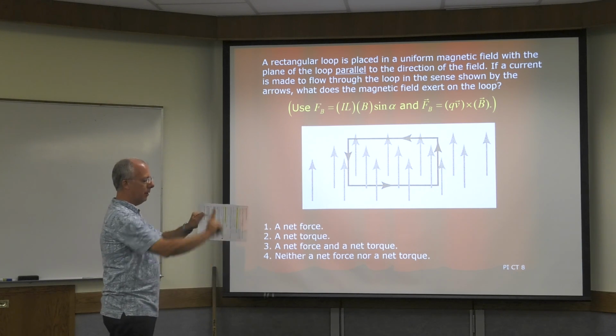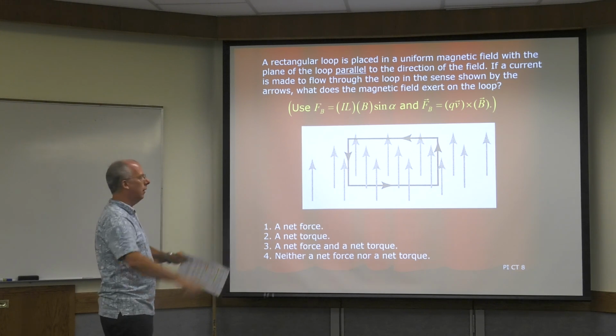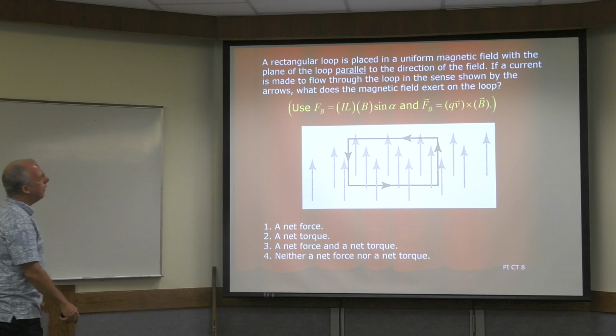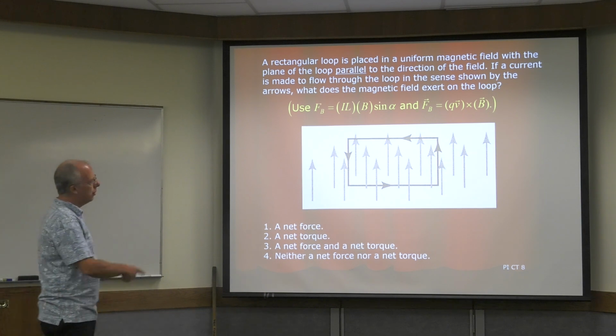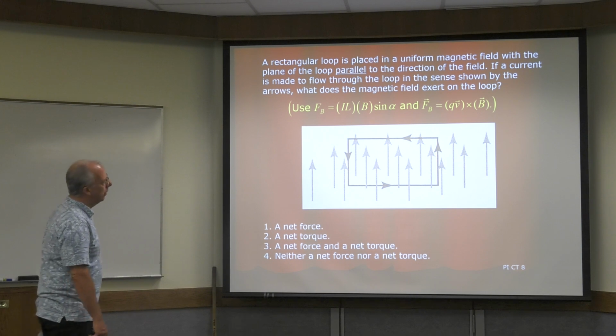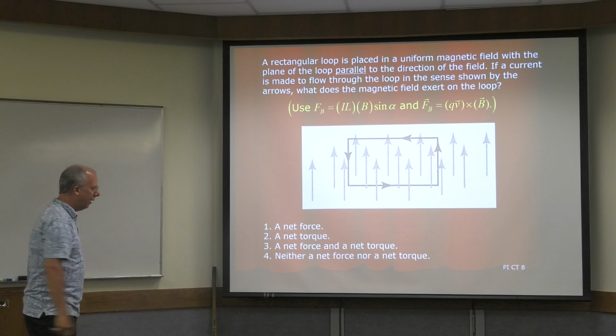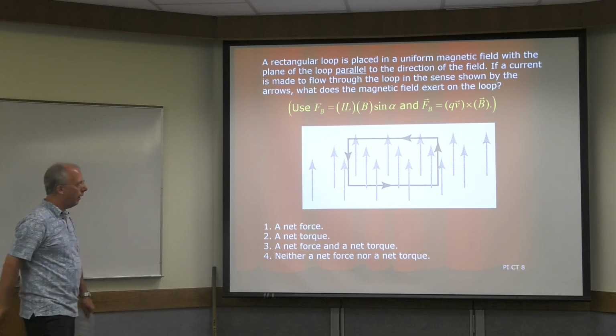And now the B field is like this, right? So the plane of the loop is in the same direction as the B field. If a current is made to flow through the loop in the sense shown by the arrows, what does the magnetic field exert on the loop? Okay, crucial question. So pause your video and figure it out.